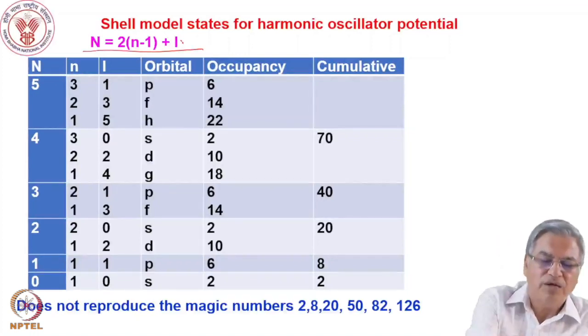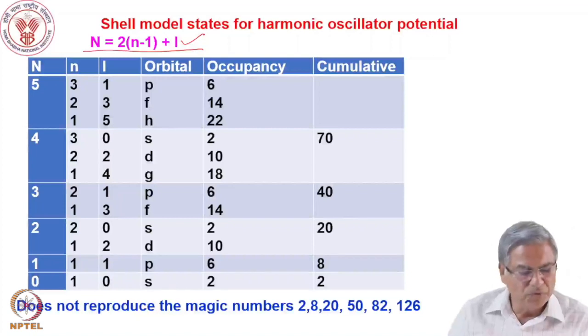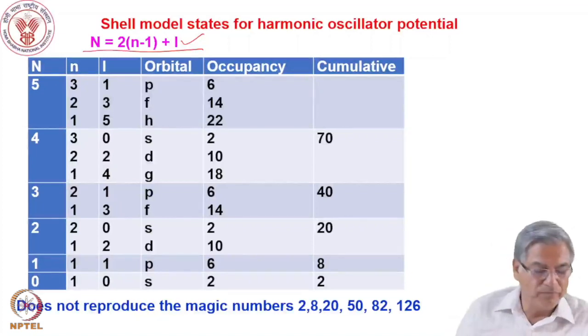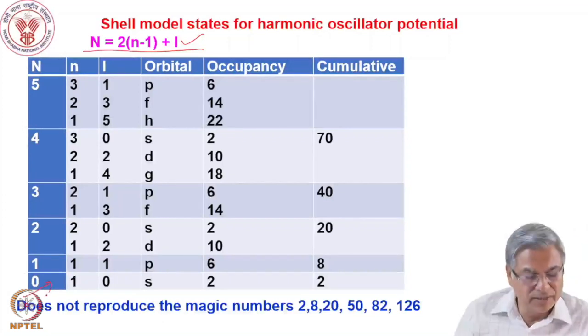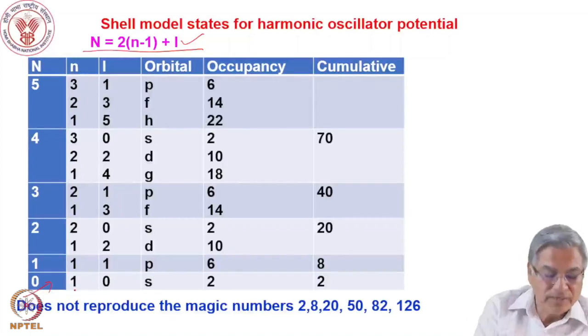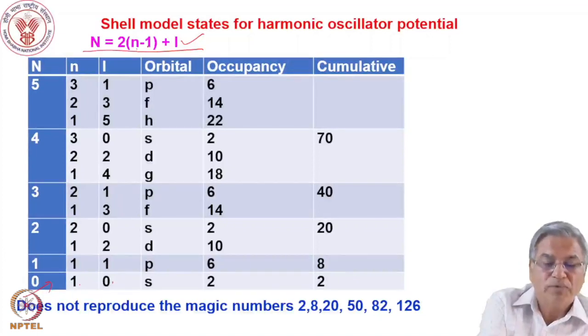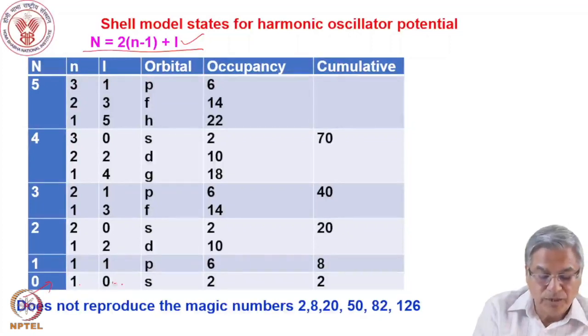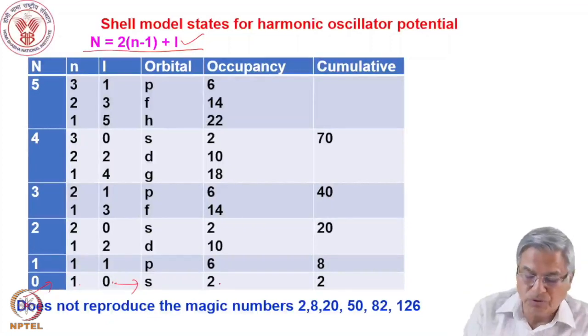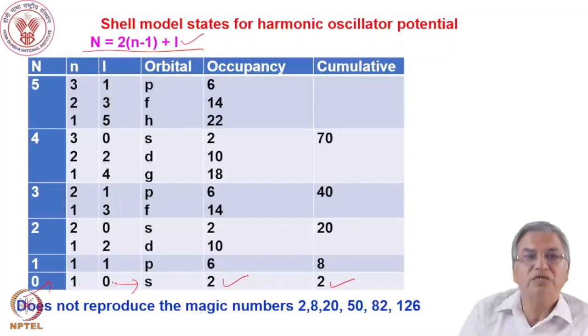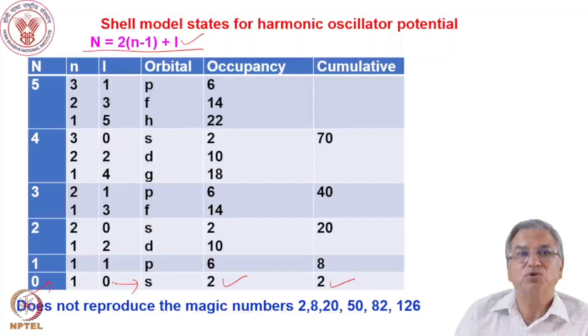Let us now try to generate these shell model states for a harmonic oscillator. We'll try to fill the values of small n and small l which will satisfy this condition, starting from capital N equal to 0, the ground state of the oscillator. You can see here small n equal to 0 and small l equal to 0. For N equal to 1, 1 minus 1 is 0, 0 into 2 is 0, and plus l equal to 0 also. So l equal to 0 means s orbital, and the s orbital can occupy two nucleons. So the occupancy of this s orbital is 2 and the cumulative is also 2.